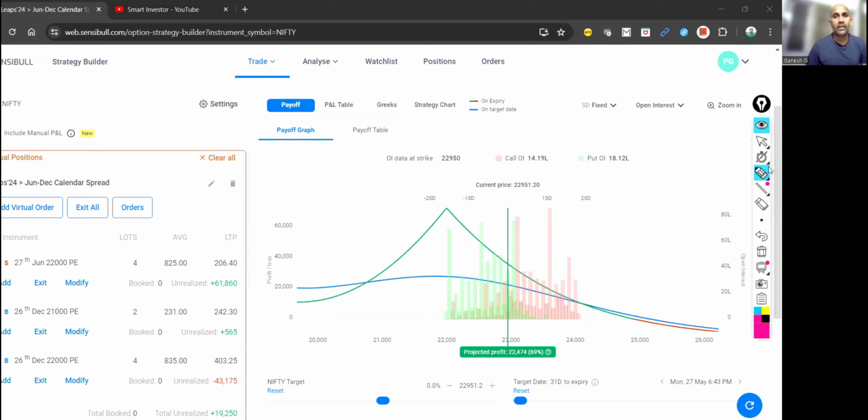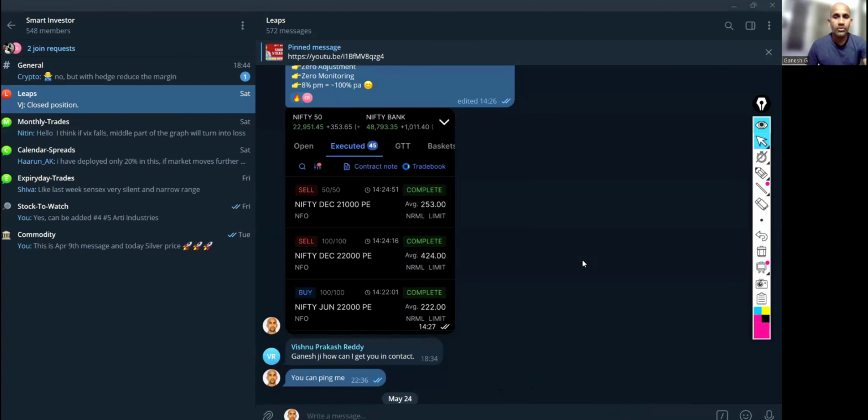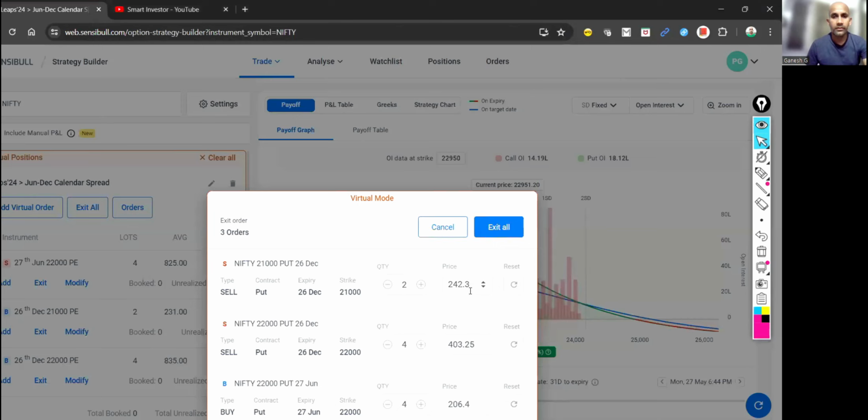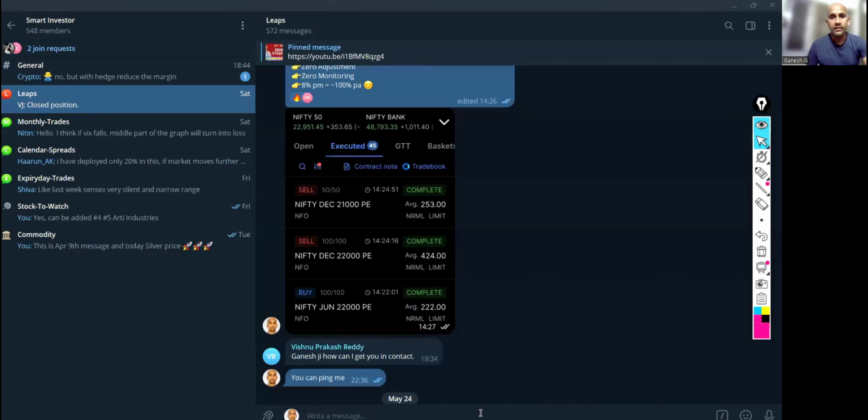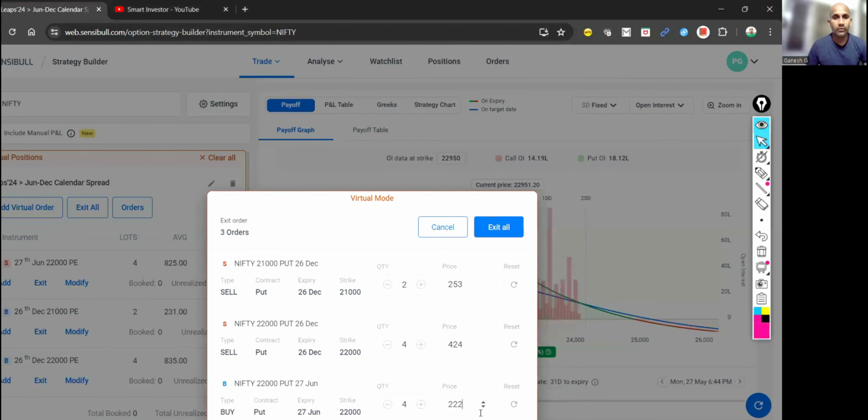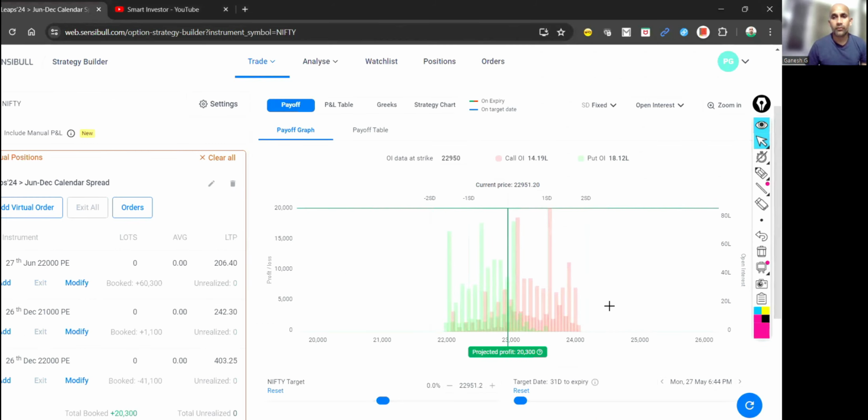So last Thursday, I closed it. I remember the values: 424, 222. This one closed at 253, this is at 424, and the June option closed at 222. That's it. These are the values I closed at. So the total profit I got was 20,300. That's all.